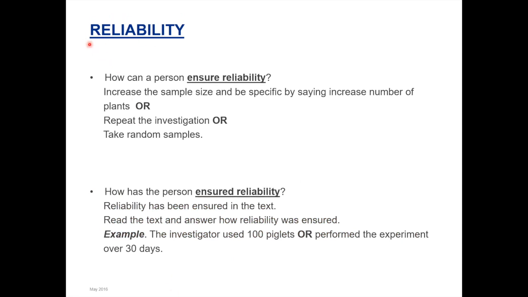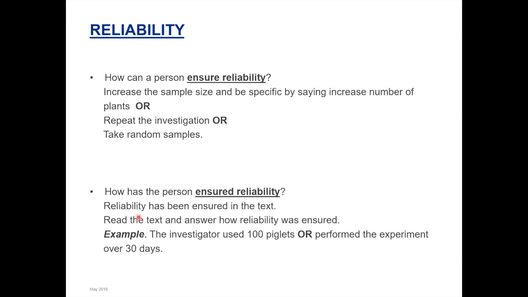Right, reliability. You may be asked, how can a person ensure reliability? In this case, you can say increase the sample size, repeat the investigation, or take random samples. But when it comes to increasing the sample size, you have to say increase the sample size of the number of plants, or increase the number of plants, or increase the sample size by using more plants. So you need to be specific and make sure you relate it to the experiment that you're given.